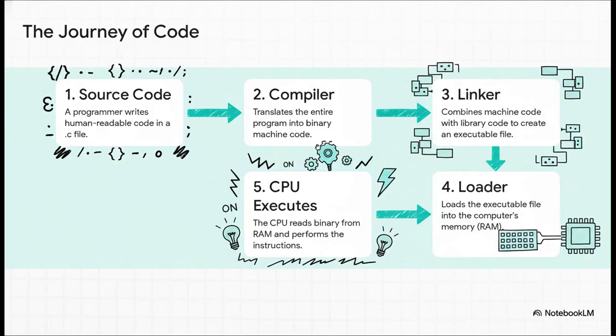All right, let's put it all together. Here's the entire journey, from our brain to the machine's brain. First, we write our human-readable source code. Then, the compiler translates all of that into low-level machine code, which is just binary. The computer's loader then takes those binary instructions and puts them into memory, or RAM. And finally, the CPU, the central processing unit, reads that binary from memory and executes the instructions, flipping its little switches on and off at incredible speeds, from a word to a flicker of electricity, just like that.